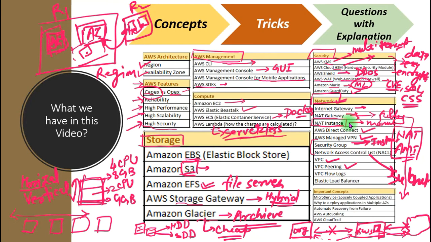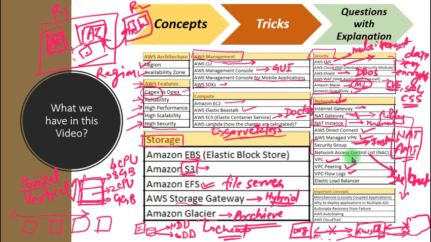Next we have VPC Flow Logs. So what exactly is it? VPC Flow Logs is a feature that enables us to capture information about the IP address traffic going to and from our network interfaces in our VPC. So it will be used to capture the information about the IP traffic.